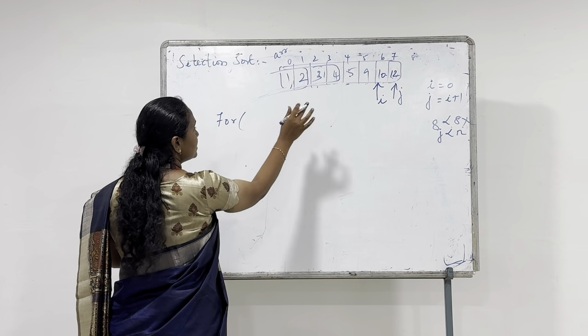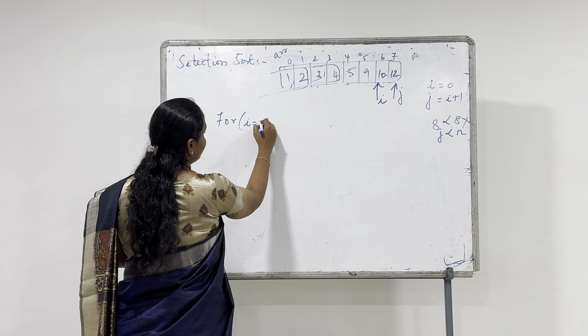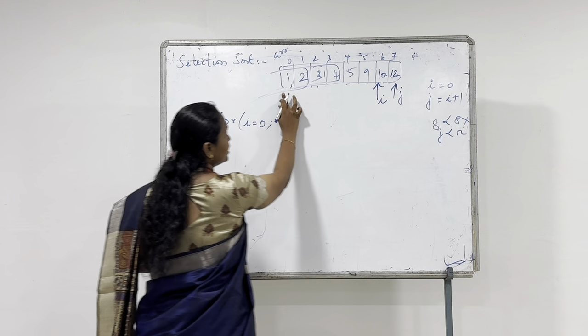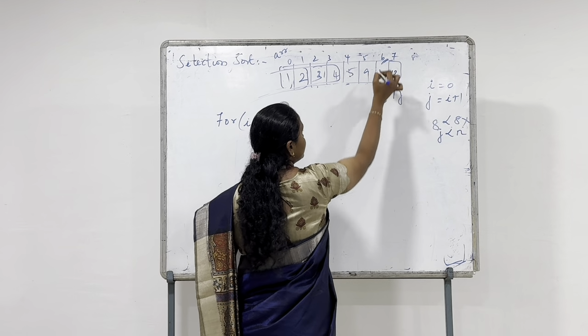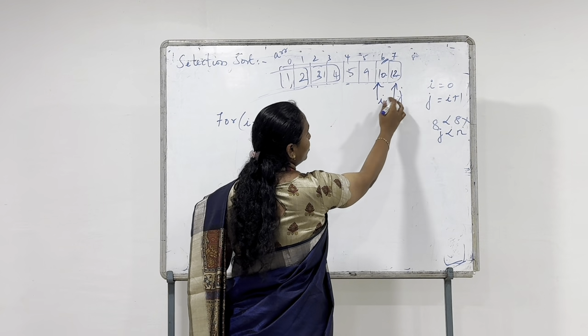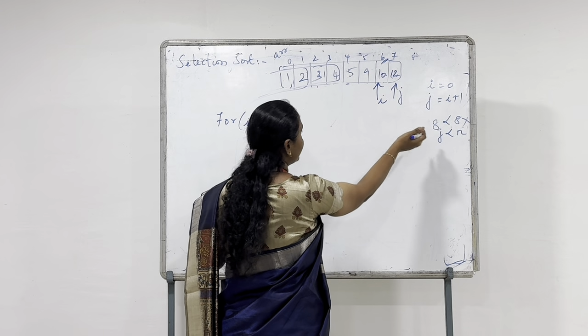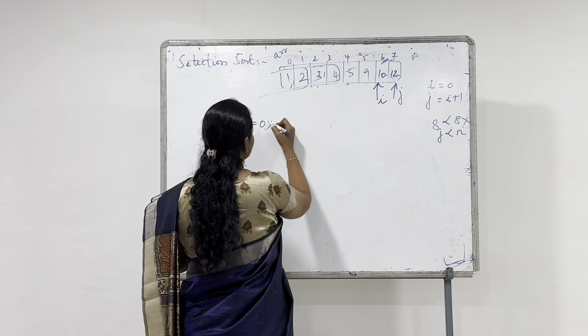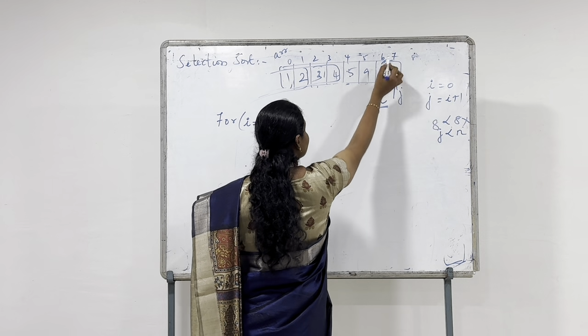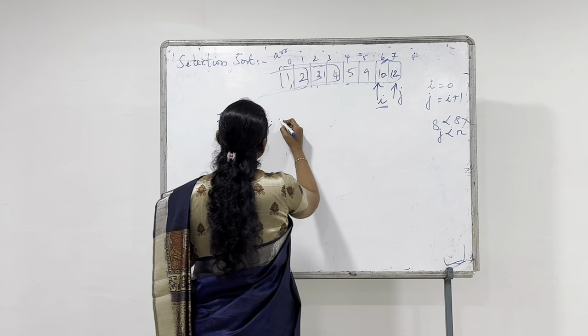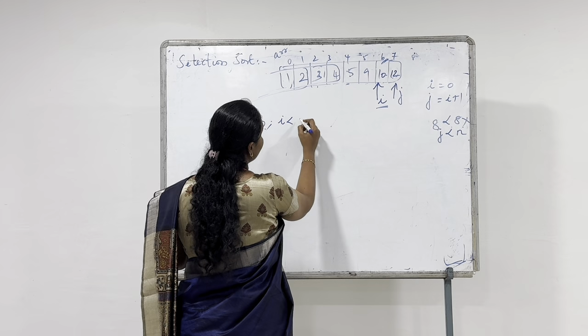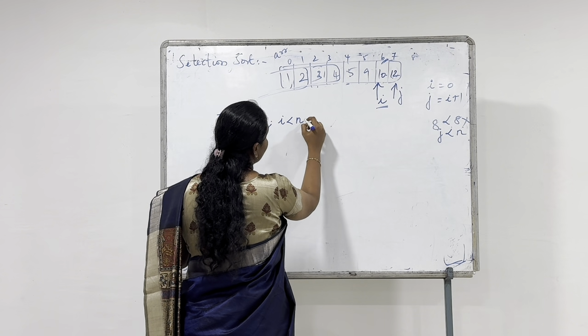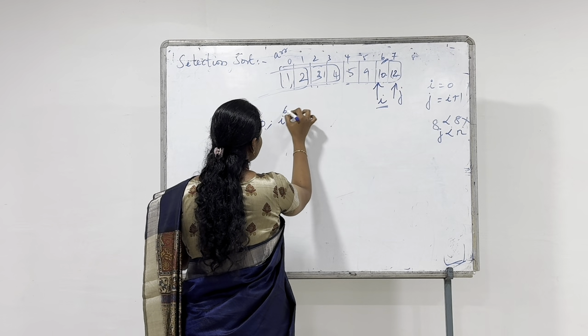And what should be the initial value for I? So we need to fix the initial value for I and the end value for I. I should start from 0 and it should move up to 6, that is enough. Not up to n, but n minus 1. You start I with 0 and it should reach up to 6, that is enough to compare all the elements. So I should be less than n minus 1.